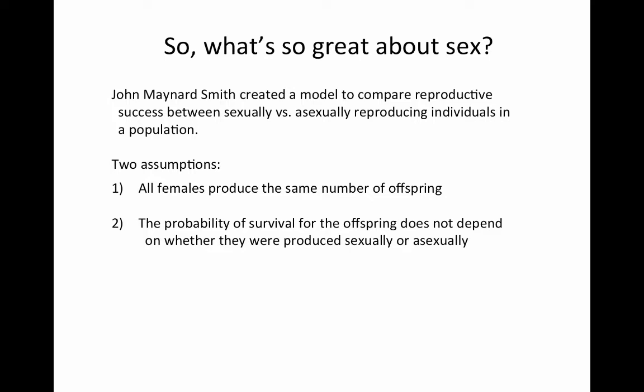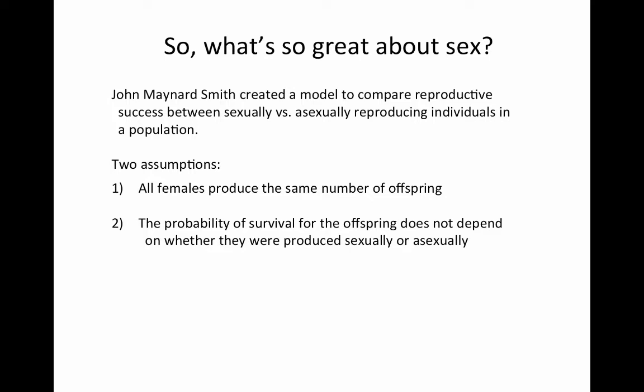To try to answer this question, an evolutionary biologist named John Maynard Smith created a model that would directly compare, in theory, reproductive success between sexually versus asexually reproducing individuals in the same population. So we're putting them head to head in evolutionary terms and finding out which trait, being a sexually reproducing or an asexually reproducing individual, will win out in terms of greater reproductive output across generations. His model was based on two assumptions.